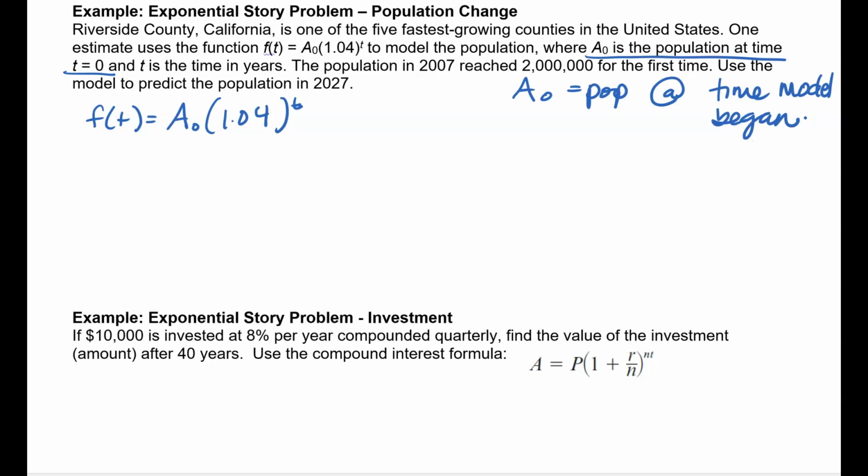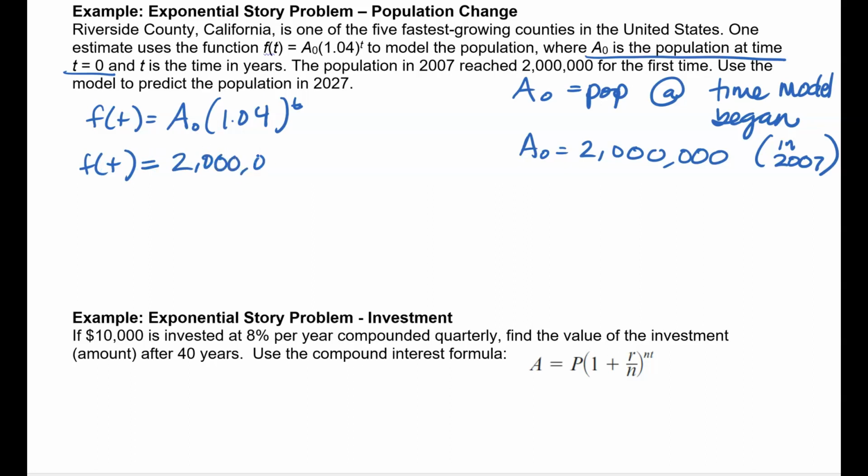And so in this case, it says the population in 2007 reached 2 million for the first time. So a₀ is going to be 2 million, because that's the initial population. And that's in 2007, so we remember when that was. So our equation, instead of a₀, I'm going to actually write 2 million times 1.04 to the t power.